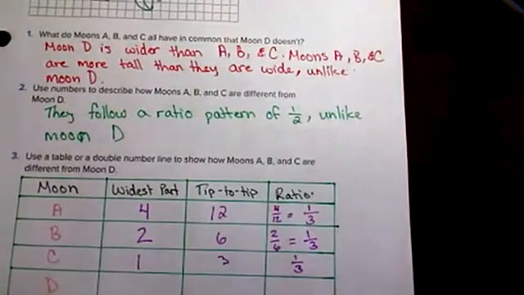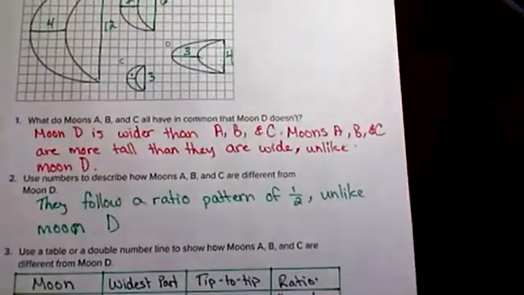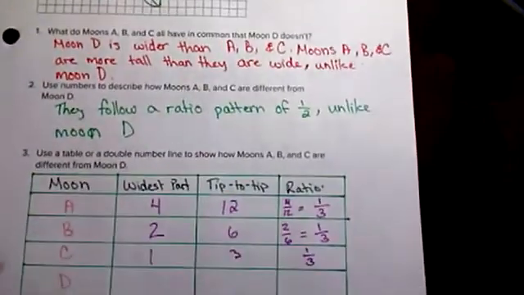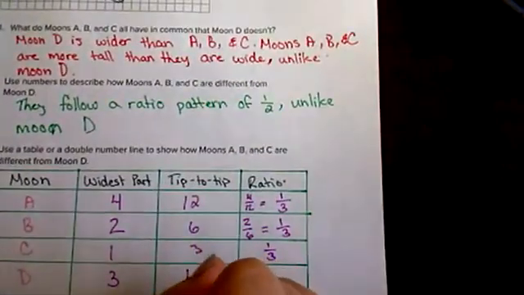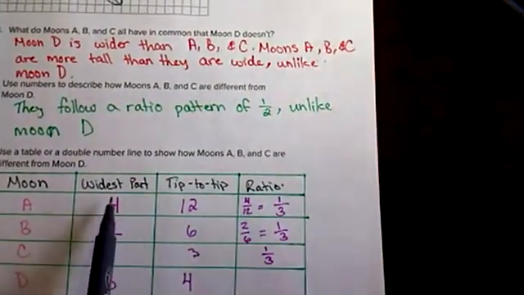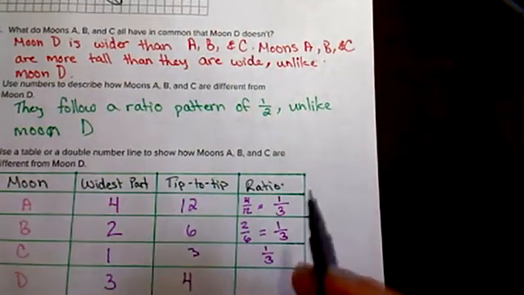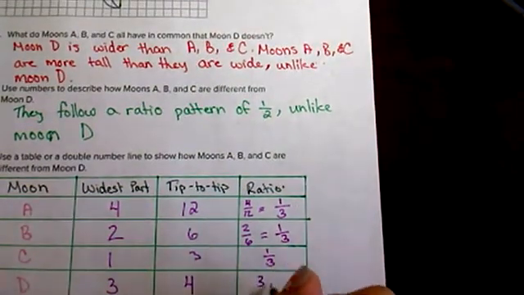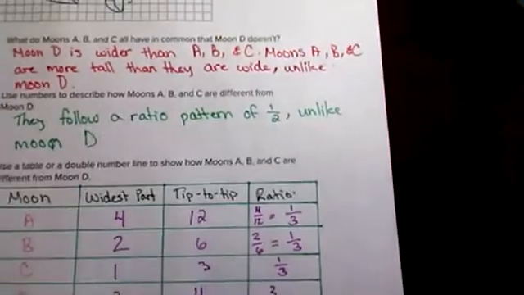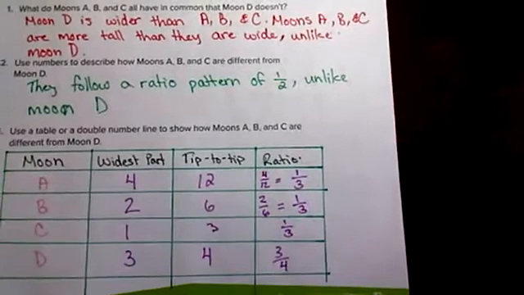Now we can look at moon D. The widest part is 3. Its height from tip to tip is 4. So we're going to do, again, the widest part divided by tip to tip, and we're going to come out with 3/4. So now we have our table.